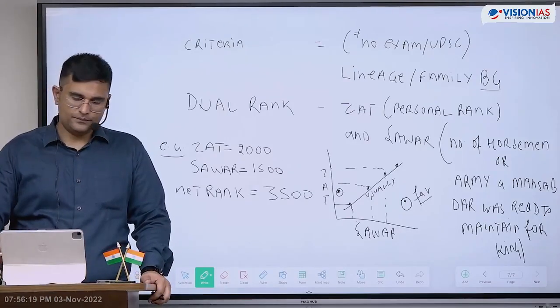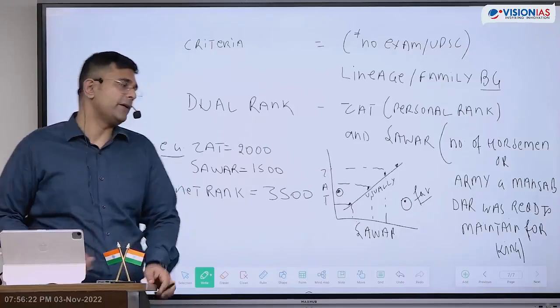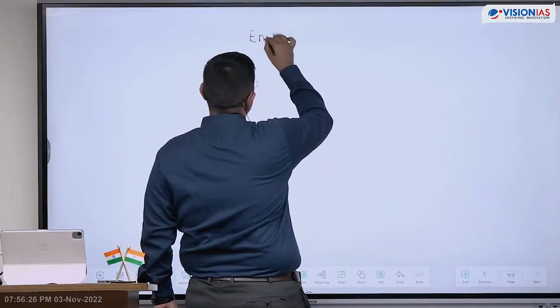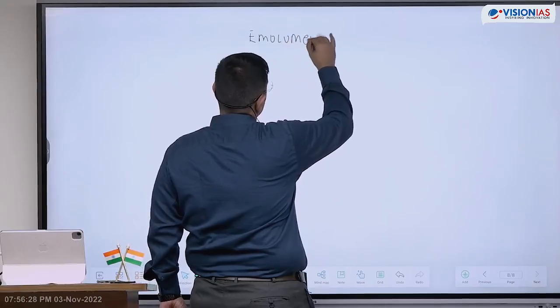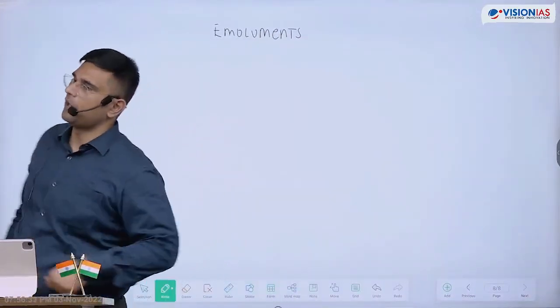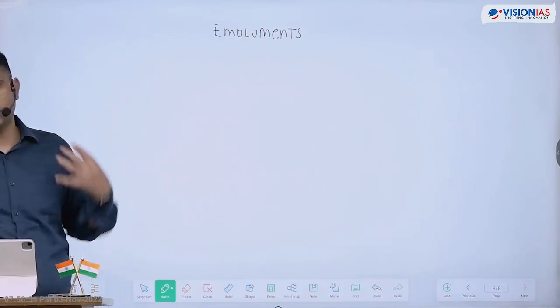Next, write down emoluments. Salary, I am not using the word salary, but I am saying emoluments. Emoluments means the net money that you get.